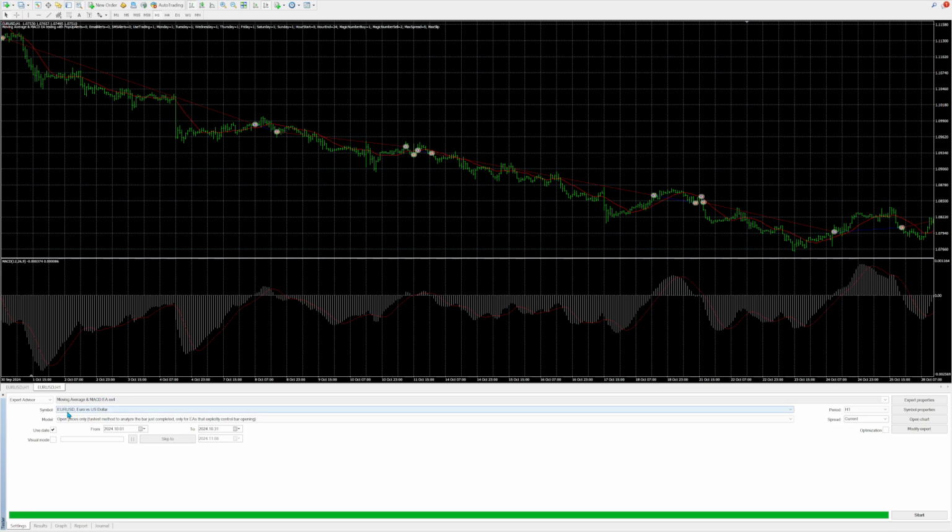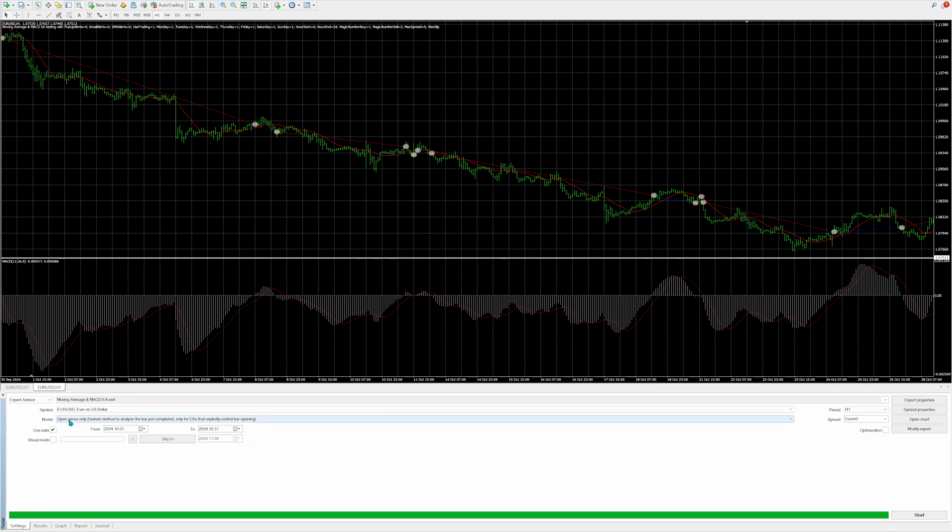Okay, for the symbol, we're going to use the euro dollar. You can use this EA on any trading instrument, Forex, stocks, cryptos, commodities, indices, etc. For the time frame, we're going to use the 1 hour charts. You can use any chart time frame. I just prefer the 1 hour, 4 hour, and daily simply because they contain more price data, which from my experience gives more reliable signals.